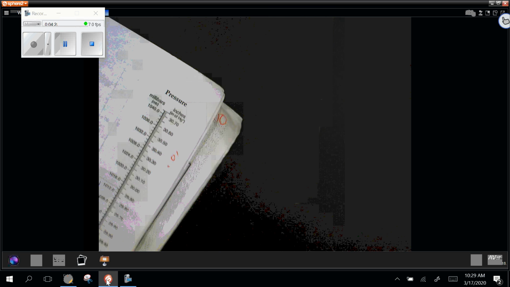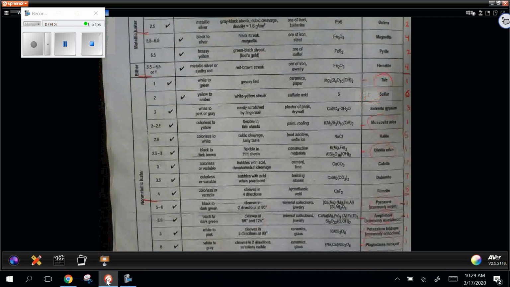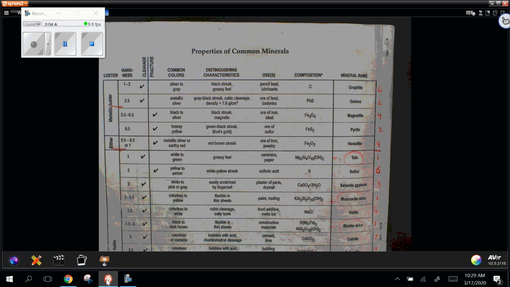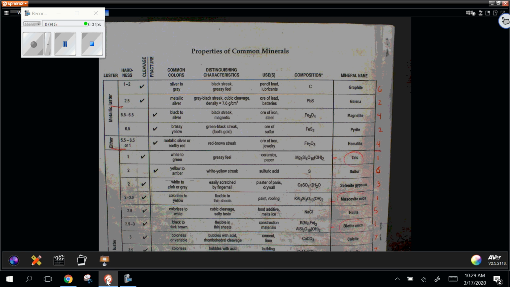All right, so page 16. We look at page 16 in the reference table. Right there, that gives you pretty much all the information that you're going to ever need to deal with on minerals. So if you look at the top, we can talk about categorizing them by luster, hardness, how they break, some common colors they come in, some different characteristics of each, how we use them, what is the chemical composition, and what is the name.